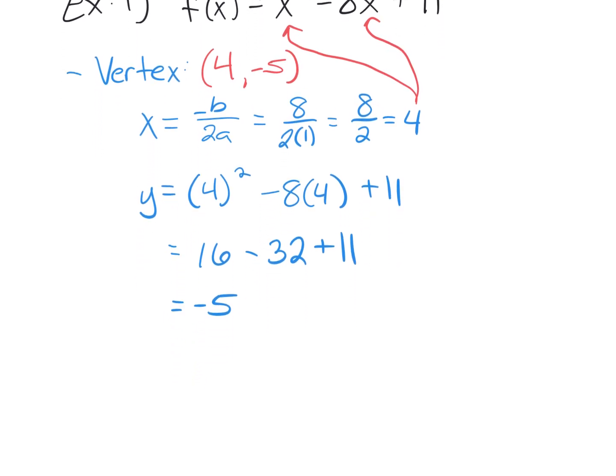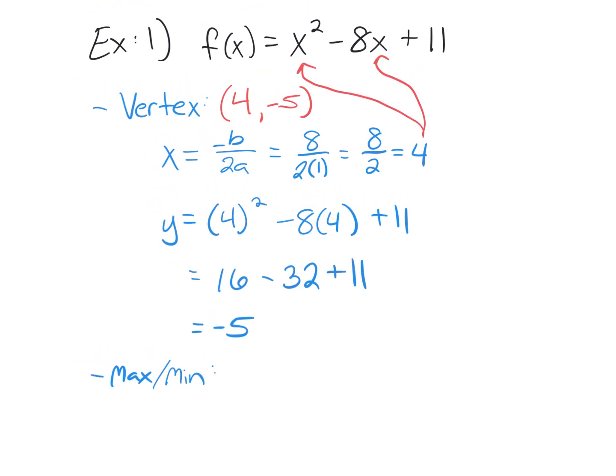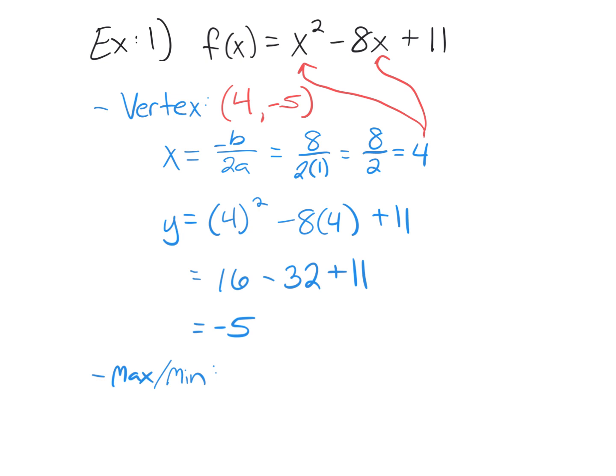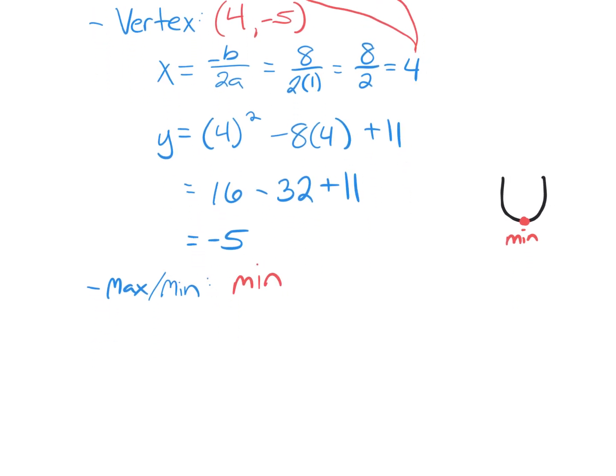So we found the vertex. What's next? Max and min. Draw the picture. Is my parabola positive or negative? It's positive. Where's the vertex at? Min or max? Min. Yep. So we have a minimum value. What came after max and min?